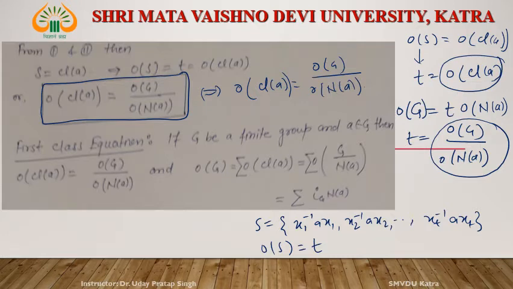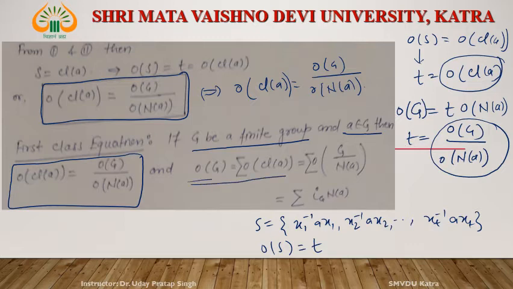Now see the statement of the first class theorem. The first class theorem says that if G is a finite group and A belongs to G, then the order of CLA, which we already proved, is equal to the order of G by the order of NA. Previous two examples I already solved on the basis of this. G by NA is known as the index of NA in G. This statement is known as the first class theorem.